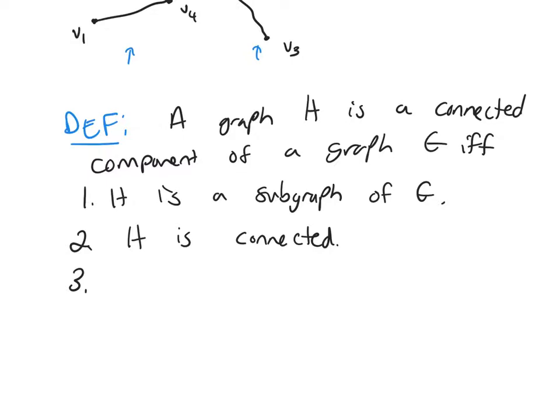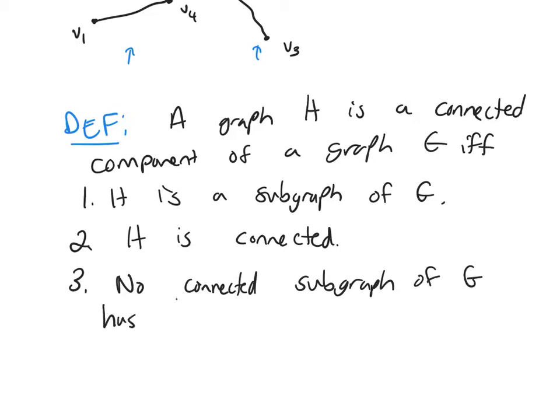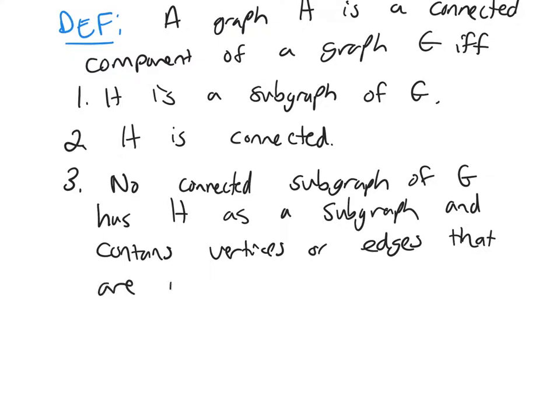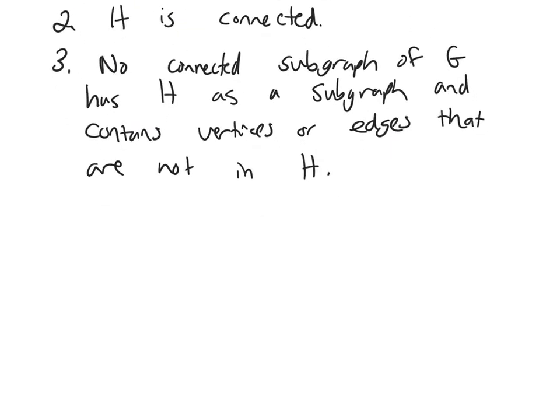So no connected subgraph of G has H as a subgraph and contains vertices or edges that are not in H. All right, so we'll look at an example of connected components now.